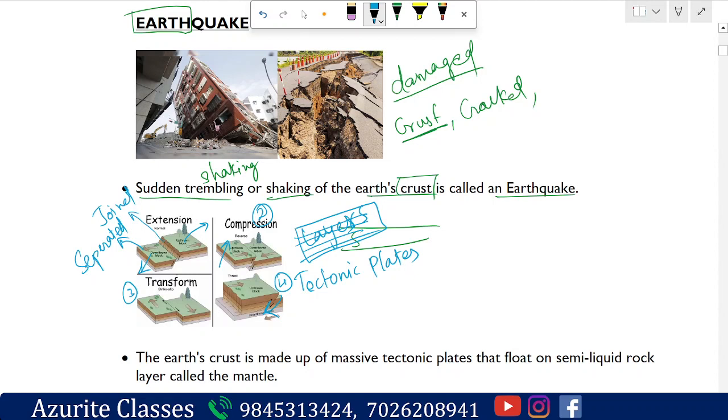Okay, fine. So this is the movement of the tectonic plates. These layers of the earth we say as tectonic plates. These plates move from one another, then they get separated, then the earthquake happens. Got it? That is how the earthquake happens.